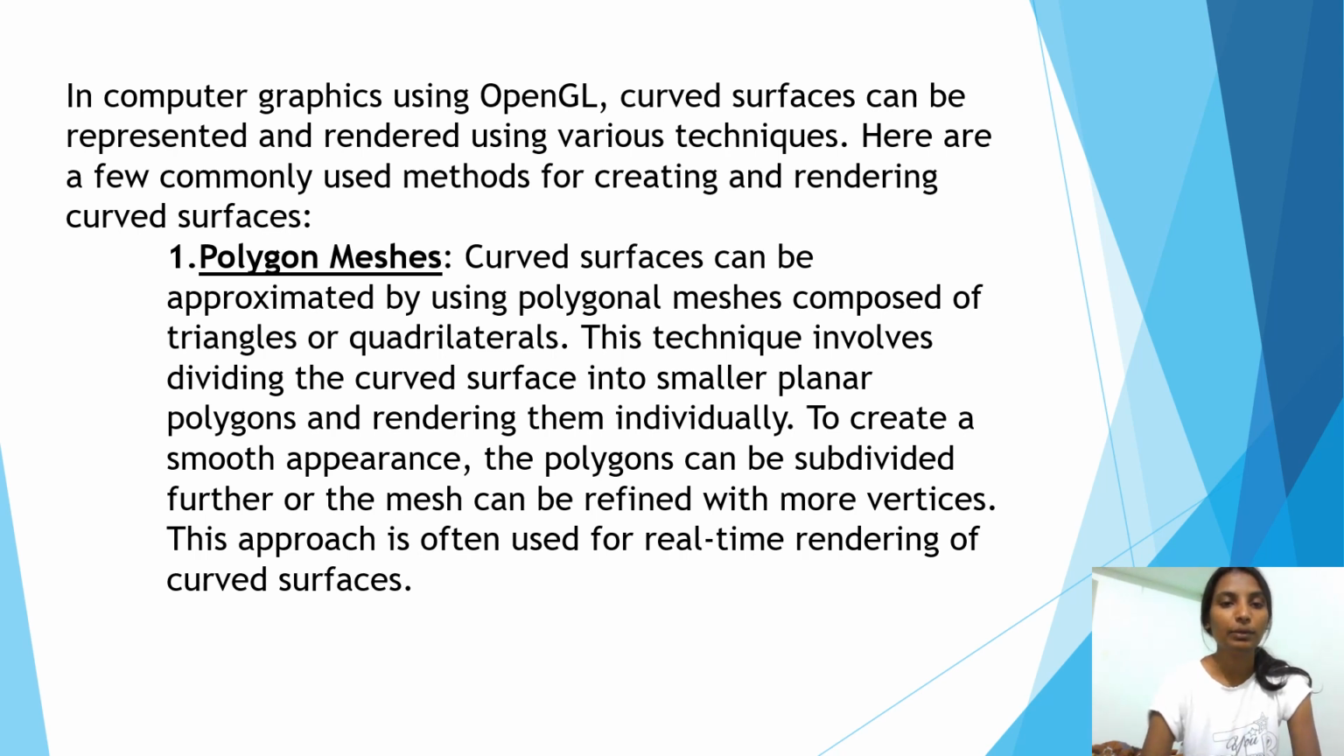Curved surfaces can be approximated by using polygonal meshes composed of triangles or quadrilaterals. This technique involves dividing the curved surface into smaller planar polygons and rendering them individually. To create a smooth appearance, the polygons can be subdivided further or the mesh can be redefined with more vertices. This approach is often used for real-time rendering of curved surfaces.